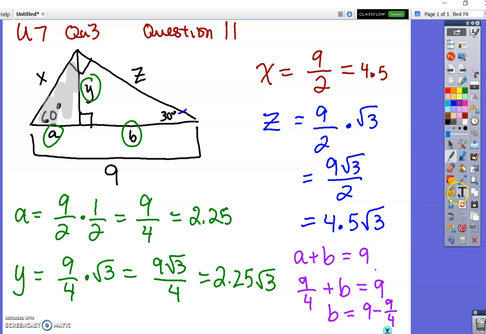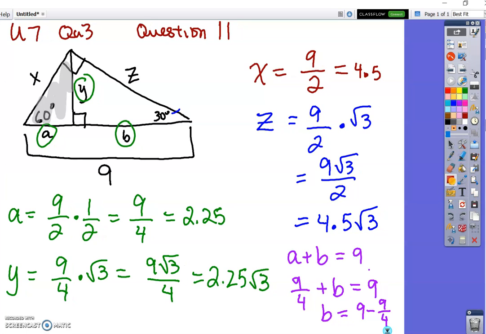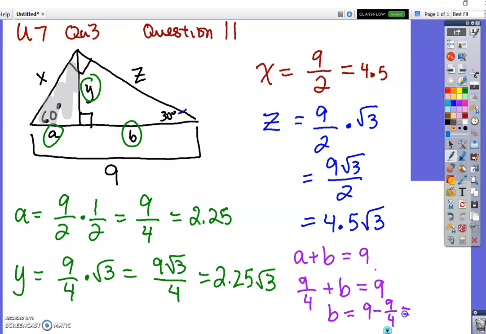Let me grab a square to draw, make this a little longer. Some more room there. And so 9 times 4 is 36. So 36 fourths minus 9 fourths is 45. Excuse me, wrong direction. 27/4. I added. 27/4. So that's equal to b.